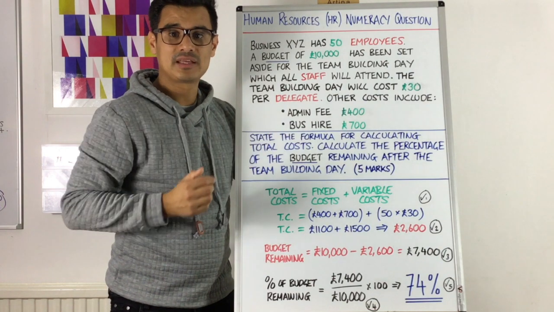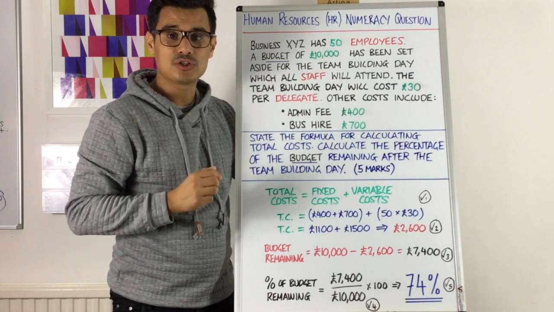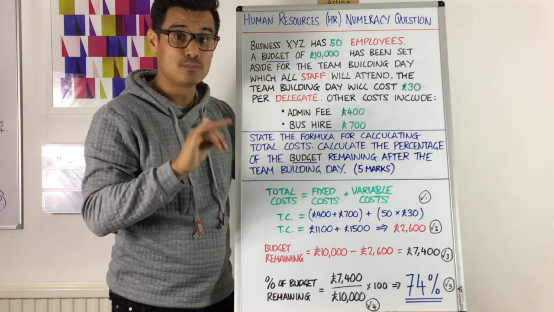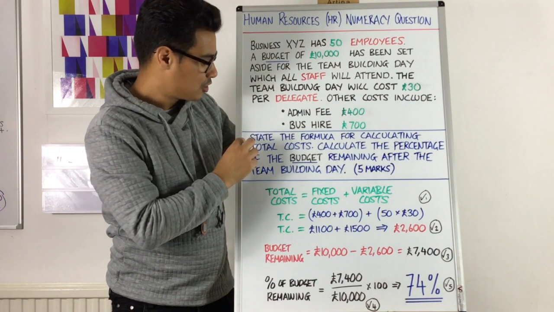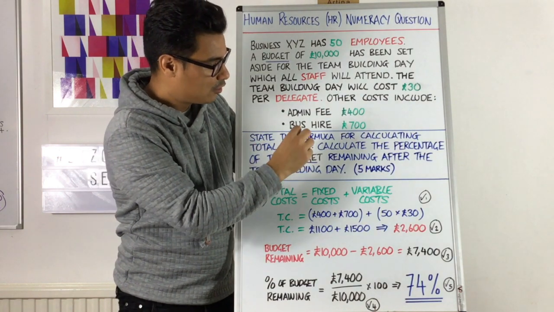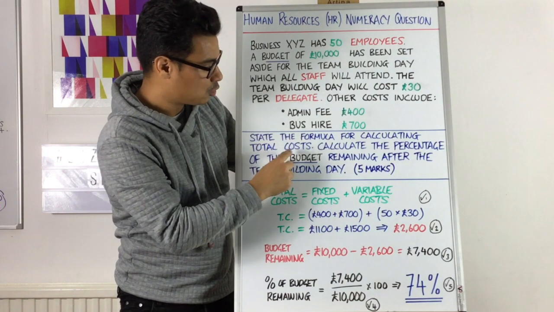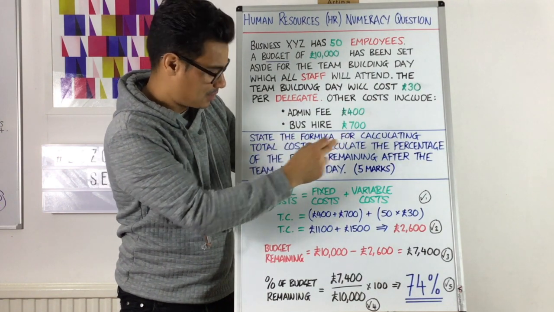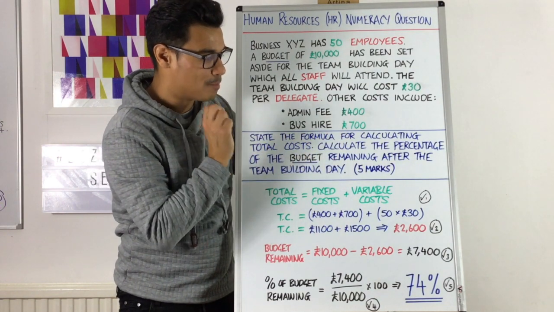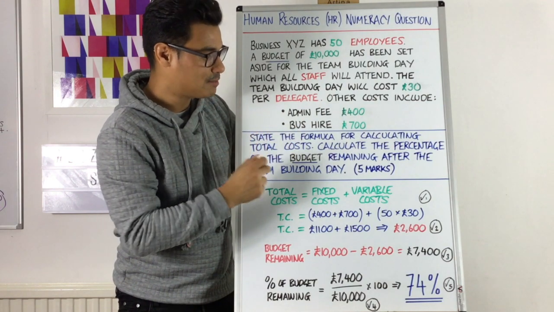Some of the information might be in the case study, or some of it might be in the question. But be aware you might need to use both. And then the exact question is, state the formula for calculating total costs and calculate the percentage of the budget remaining after the team building day.